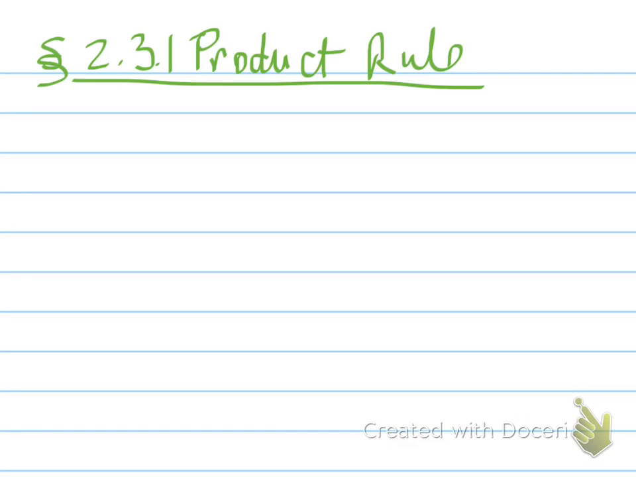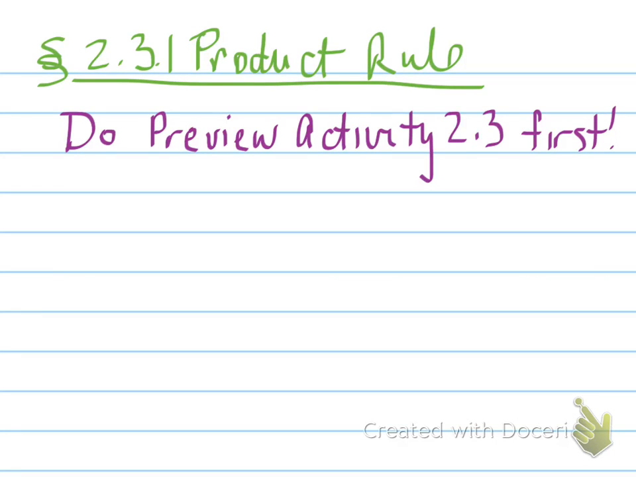This is the video for section 2.3, the first video, about the product rule. Before you go any further, stop this video and do preview activity 2.3 if you have not already done so. This is really important and it will help you to not make a very common mistake once you start taking derivatives of products.